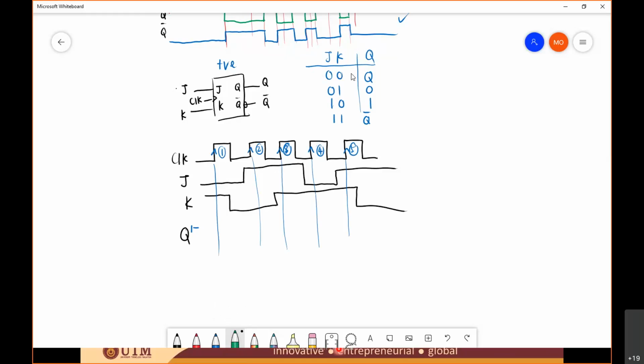Okay, so started from here, 1 to the first rising edge. Apa berlaku? No change ya. Dia tak berubah. Okay, and then bila this first rising edge, then you need to see the JK input.